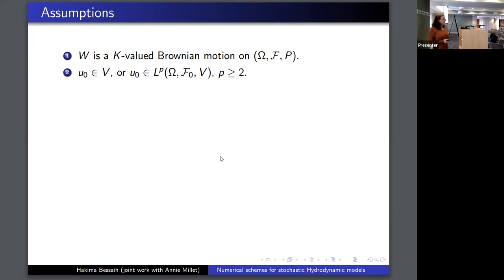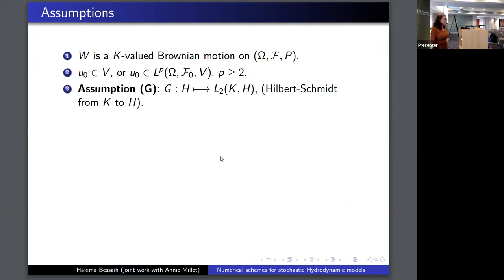U0, we take it to be in V, so it's an H1 element. You can take it to be deterministic or random, like L^p in Omega, but with values in H1. This is the fact that we make it a strong solution in the PDE sense. It's not only a weak solution, but a strong solution.